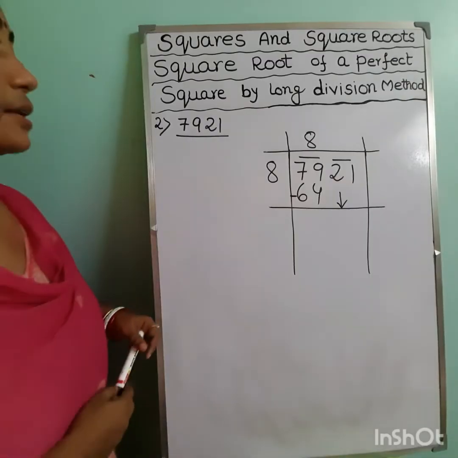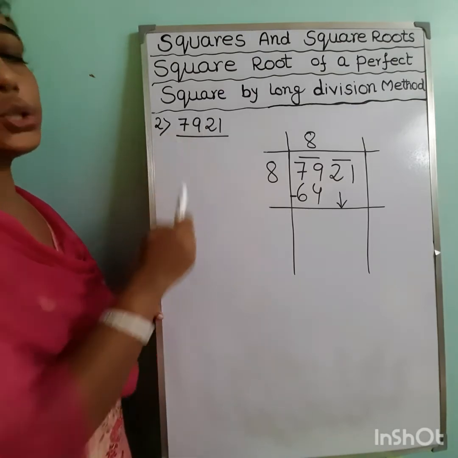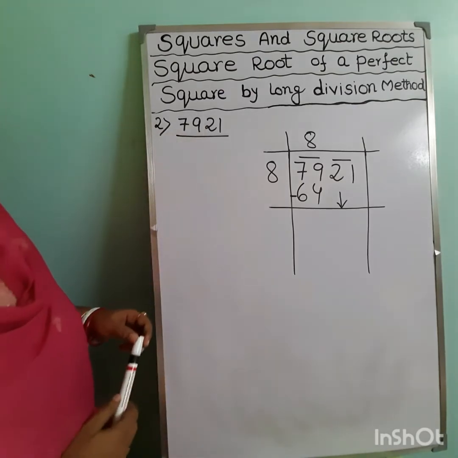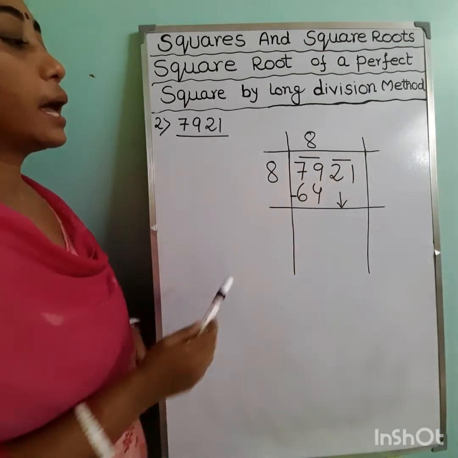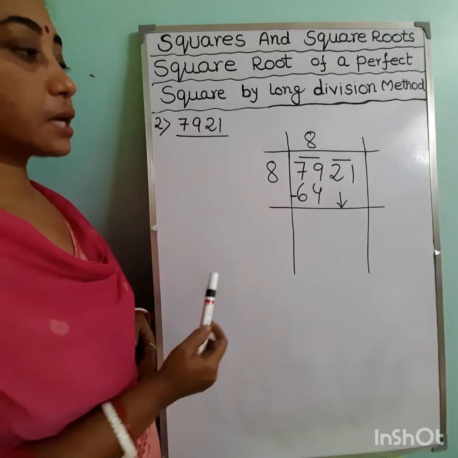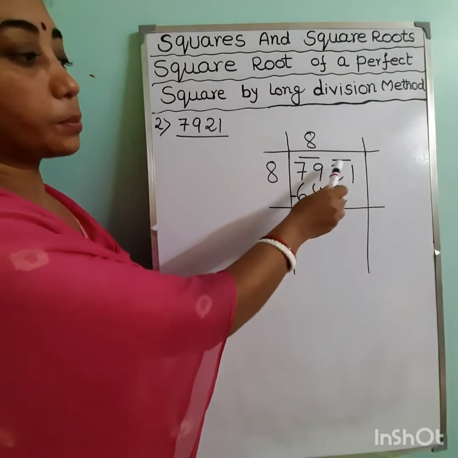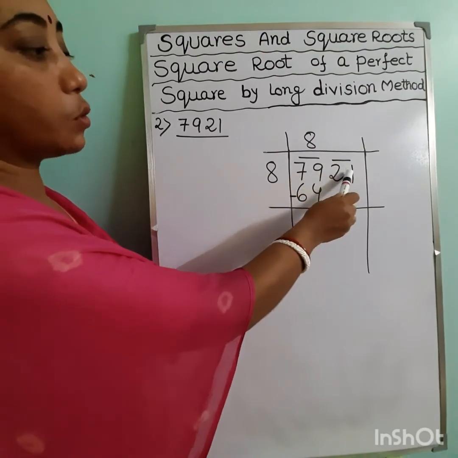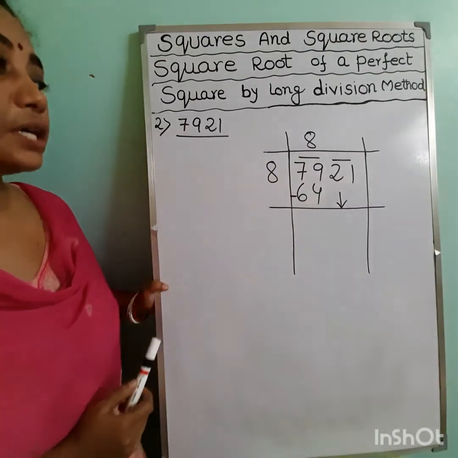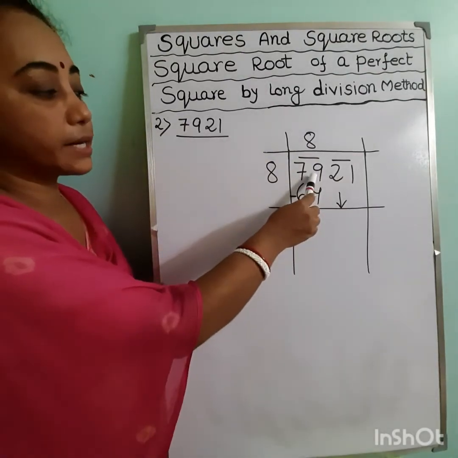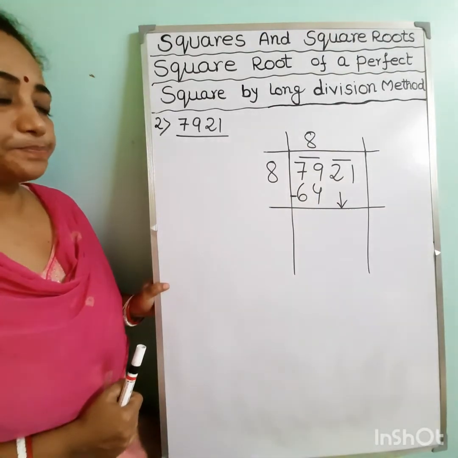Now let's see another example, the number taken here is 7921. First we take this number as the dividend, 7921, and then we make pairs of the digits starting from the right and place a bar over every pair of digits. So over 21 there is one bar, and over 79 there is another bar. This 79 is called the first period, and this 21 is called the second period.